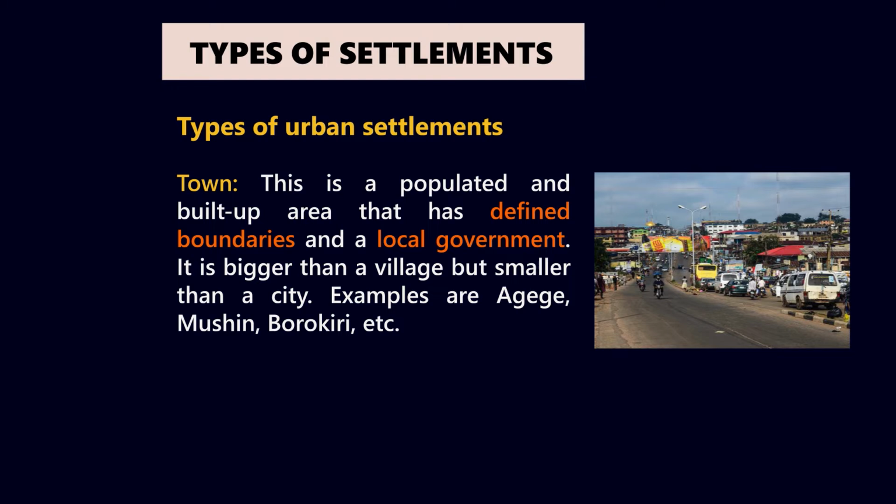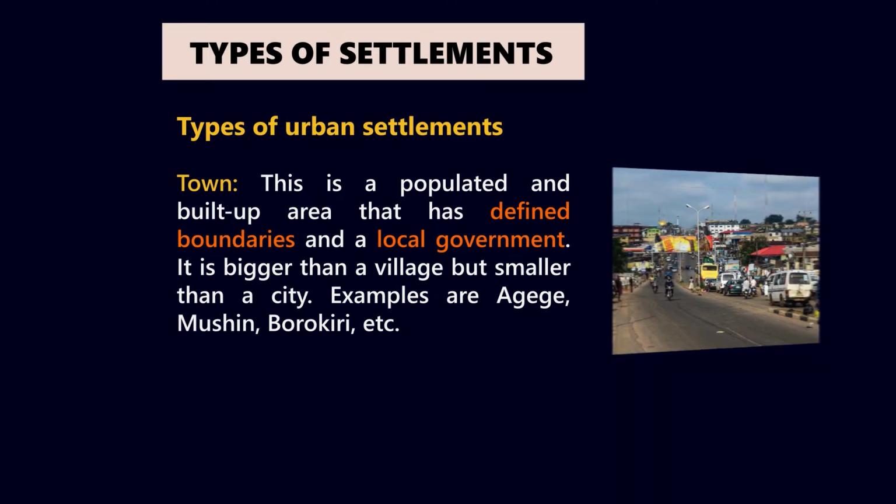Now let's take a look at some types of urban settlements. The first type of urban settlement we'll be looking at in this lesson is the town. A town is simply a built-up area that has a local government. One unique feature about a town is that it is bigger than a village but smaller than a city. Some examples of towns in Nigeria are Borokiri, Mushin, Agege, and so on.